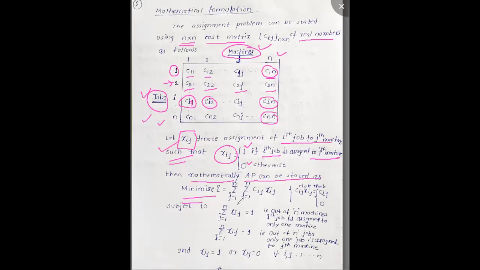So it is a double summation, Cij into Xij. We will see what this product is. J varies from 1 to n, I varies from 1 to n. There are n jobs, so I equals 1 to n. I we use for jobs, and J this suffix we use for machines. So there are n jobs and n machines.